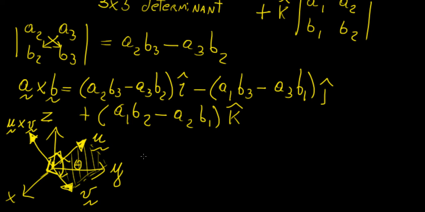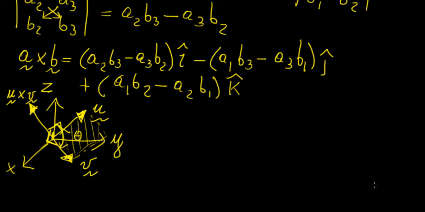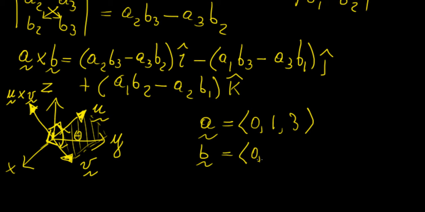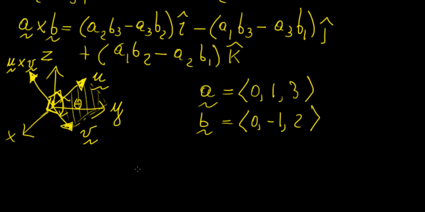And what we are going to do now is have a look at a very simple example. So let's say we have vector a equals 0, 1, 3, and then vector b equals 0, minus 1, 2. So in order to calculate the cross product, we're going to do the following. So a cross b is going to be equal to the following.